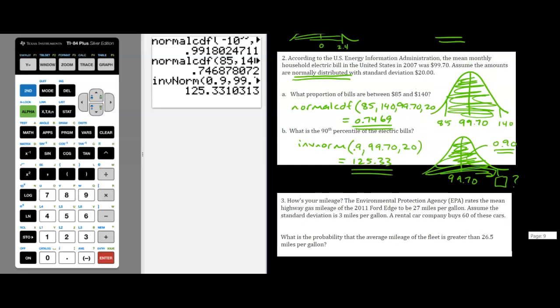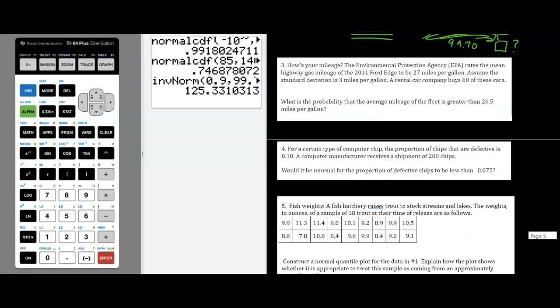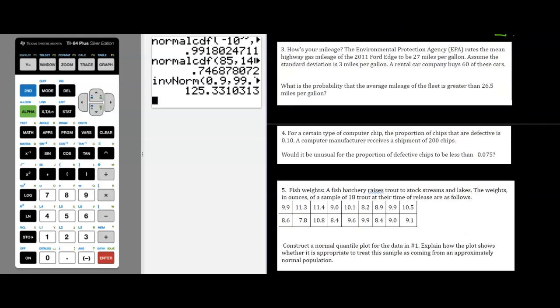Okay, let's go down to example 3. In example 3, it says, how's your mileage? The EPA rates the mean highway gas mileage of the 2011 Ford Edge to be 27 miles per gallon. Assume the standard deviation is 3 miles per gallon. Okay, a rental car company buys 60 of these cars. What is the probability that the average mileage of the fleet, so they're talking about the 60 cars, is greater than 26.5 miles per gallon?